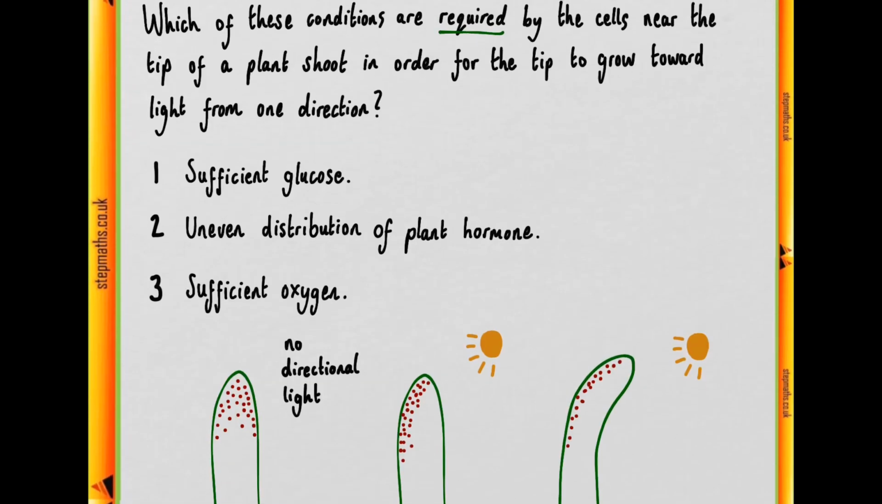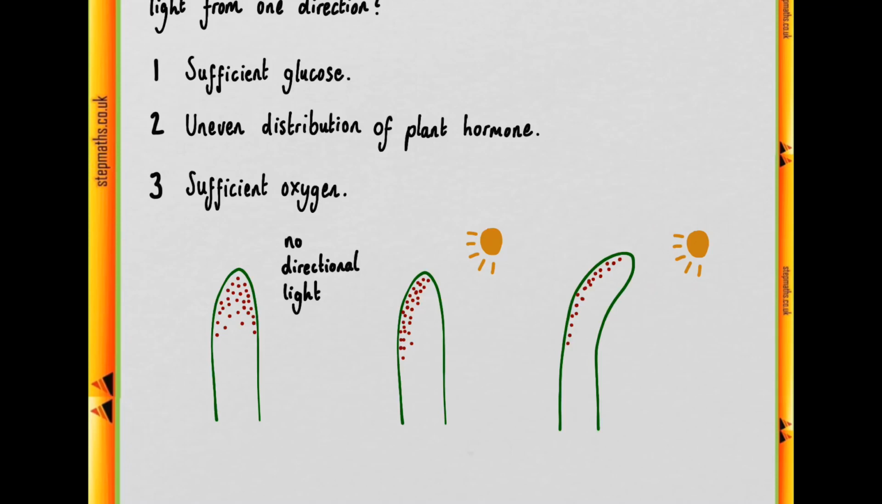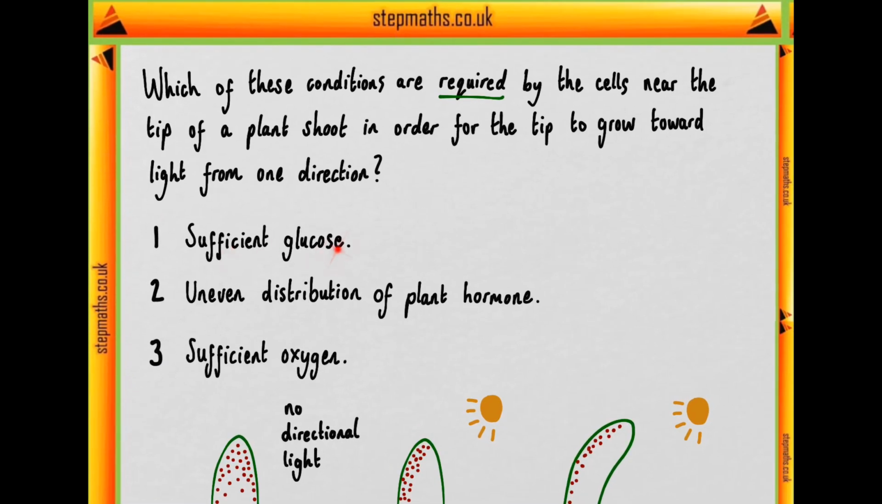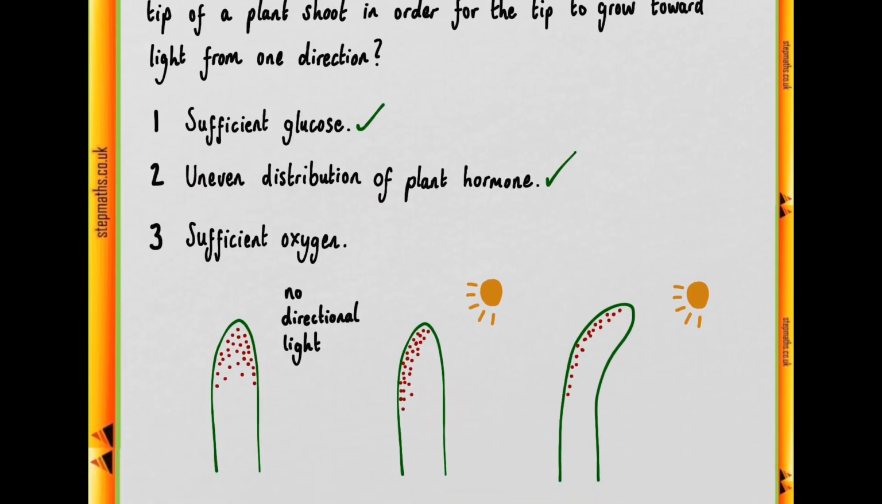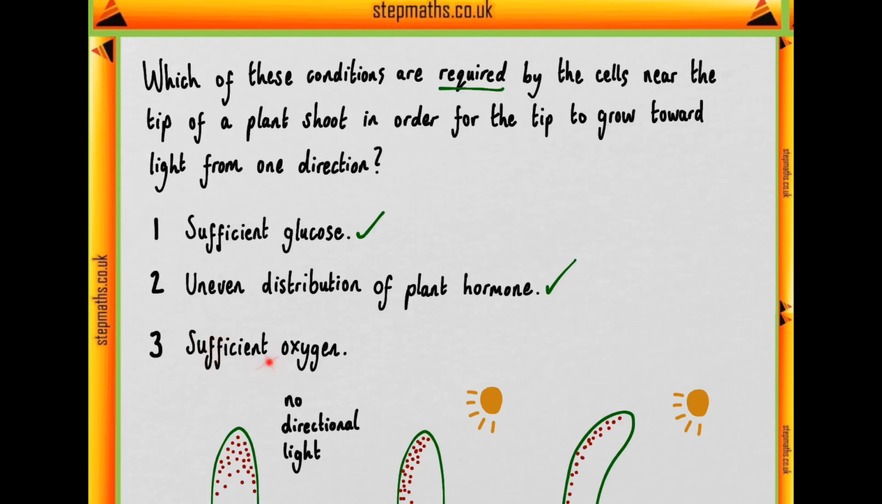So based on that, we can say that the conditions required will be conventional conditions for cell growth, that being adequate access to energy, respiration in order to promote growth, and also the distribution of auxin on the shaded side. So sufficient glucose will be required for respiration, so that's correct. Uneven distribution of plant hormone, as we see, is a key driver of phototropism, and sufficient oxygen is required for aerobic respiration, which is what these plants will need to carry out.